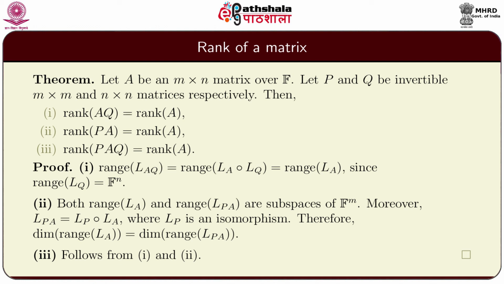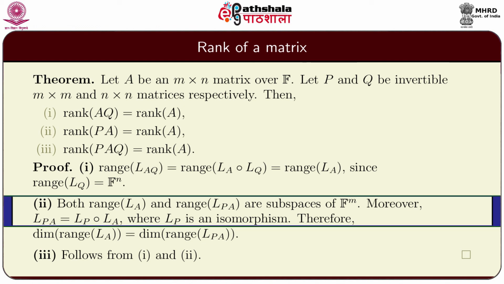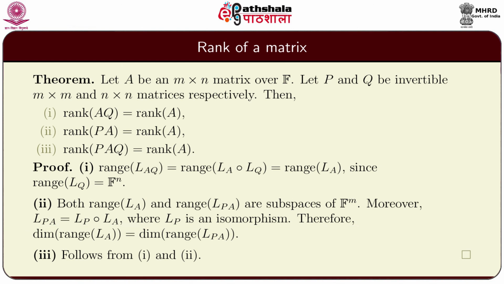Now, the proof of statement 2, both range of LA and range of LPA are subspaces of Fm, and we know that LPA is LP composition LA, where LP is an isomorphism because P is an invertible matrix. Therefore, dimension of range of LA is the same as dimension of range of LPA, and therefore rank of PA is equal to rank of A. And part 3 follows from 1 and 2 because rank of PAQ is the same as rank of PA, that is by part 1, and that is the same as rank of A by part 2.